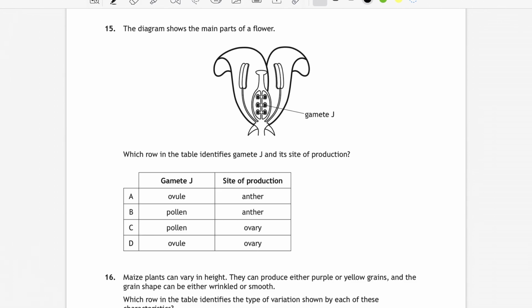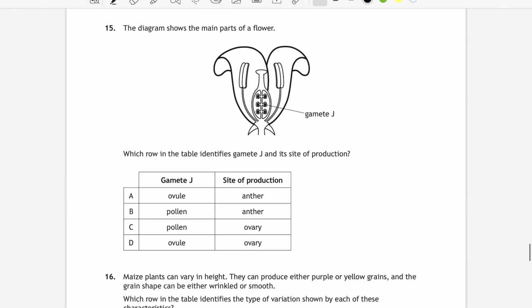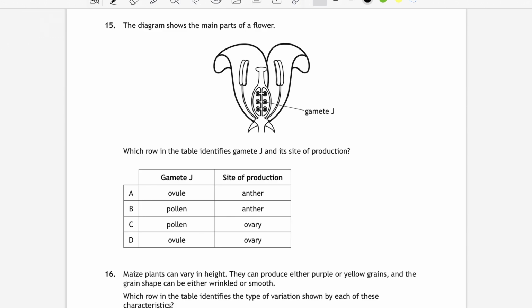The diagram shows the main parts of a flower. So we've got gamete J being produced in that particular labeled part. Which row in the table identifies gamete J and its site of production? Again, pause the video and see how you get on.